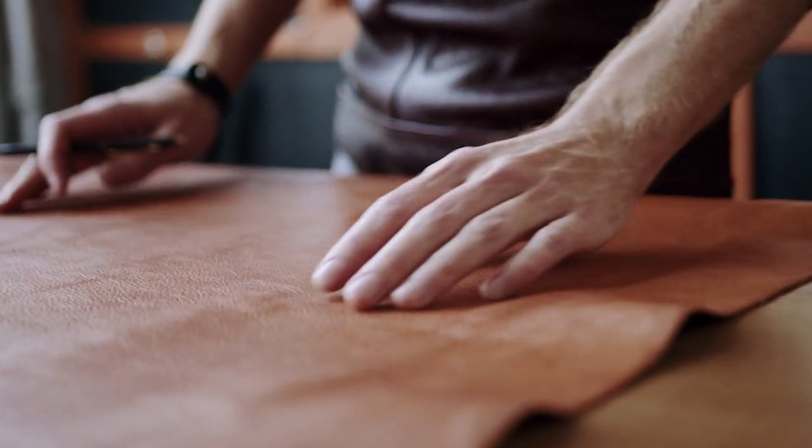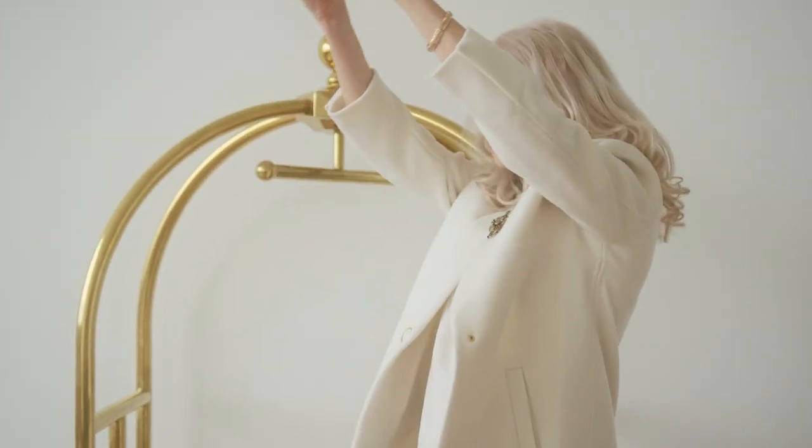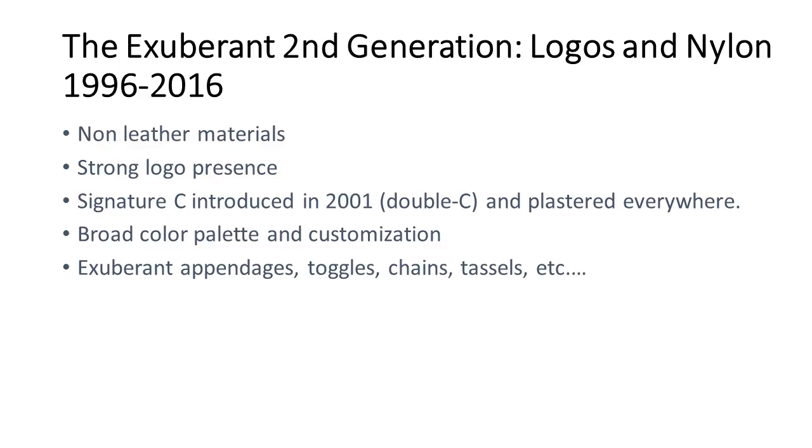Then we have the second generation, the exuberant generation, from about the late 90s up to 2016 or so. This is sort of the era of alternative materials and logos, kind of the disco era for Coach in a way. They added tassels, chains, a broader color palette. They worked with emblazing their double C logo on everything, and most prominently maybe is the use of nylon and non-leather materials. So the notion of truth in materials faded to something else.